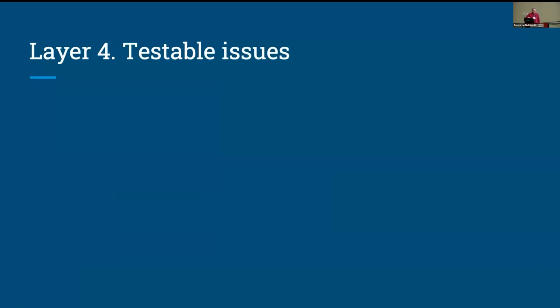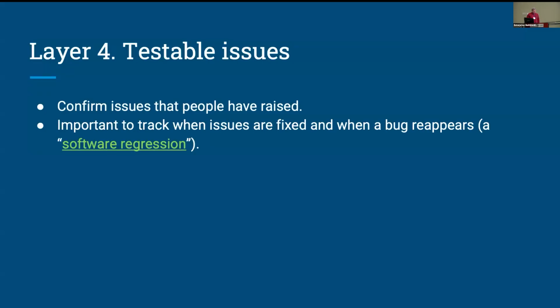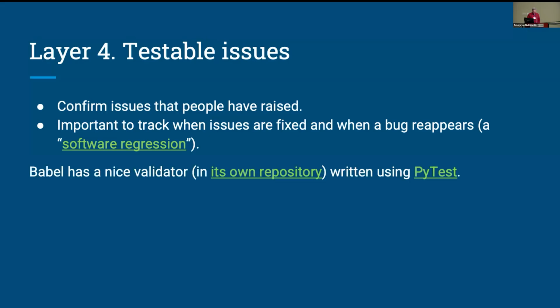So you'll notice the layers in my presentation are out of order because I really wanted to tell you the story of how I built up the system that I'm describing here. Right at the end, I have one slide where you'll see the layers in the right order. But to begin with, I started with testable issues. So as I said, this confirms issues that people have already raised, and it's important to track when those issues reappear in the future. So for this, I built a nice validator.